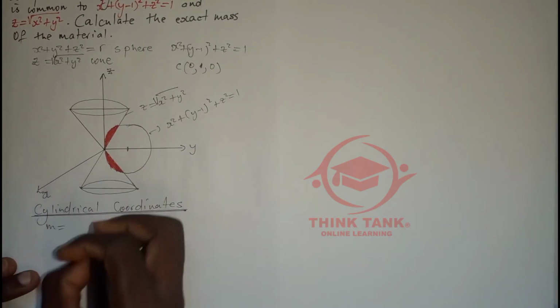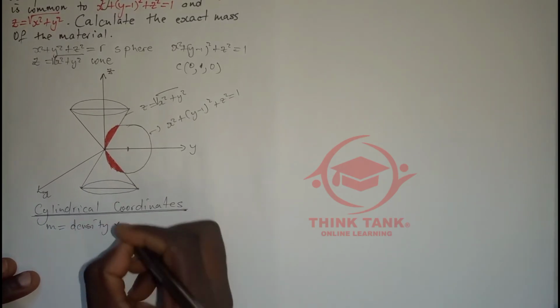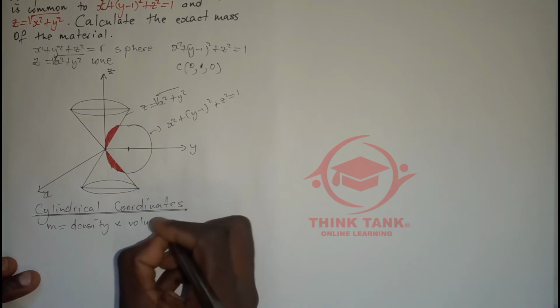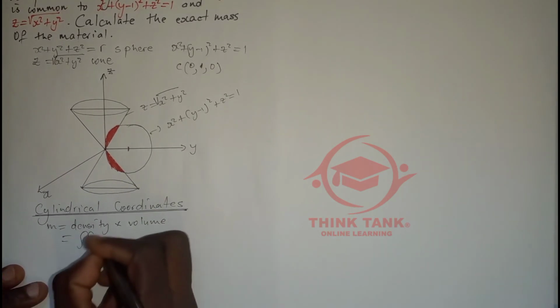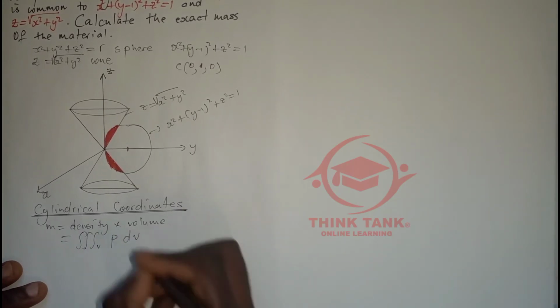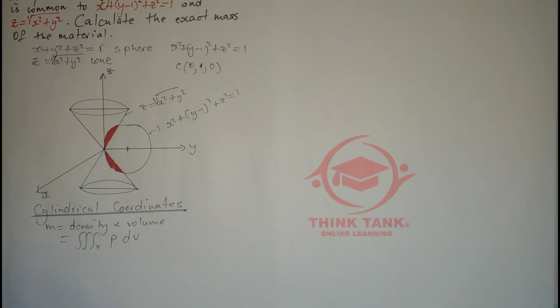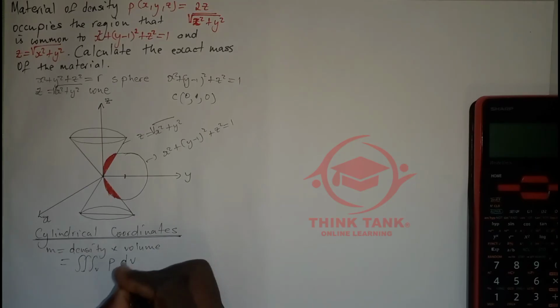What do we know? We know that mass is equal to density times volume. That is the formula that we know from science, and it didn't change; it's still the same here. So mass is going to be the triple integral over the volume. Since we're in Calculus 3, we're going to have our density and we're going to have dV. Now let's look at the limits. We're going to look for the shadow. We're going to project our solid onto the xy plane, and after doing that, we can evaluate the limits. That is the easiest way to solve this problem.